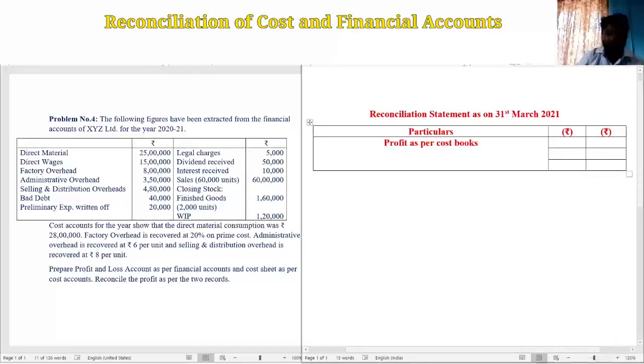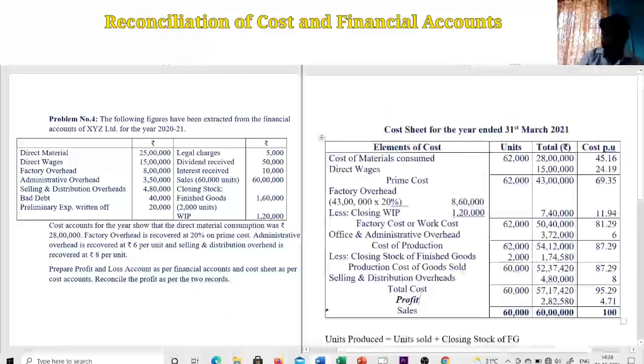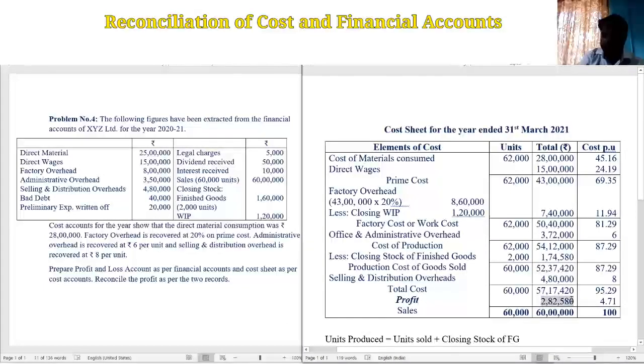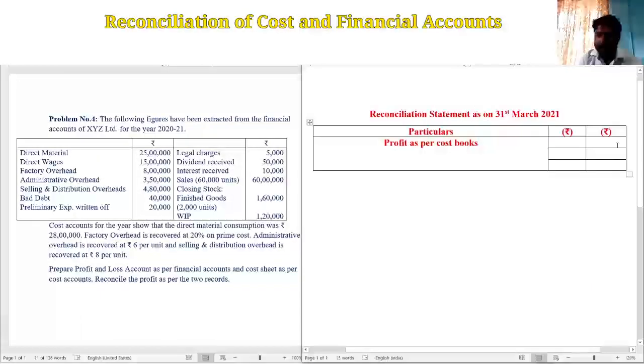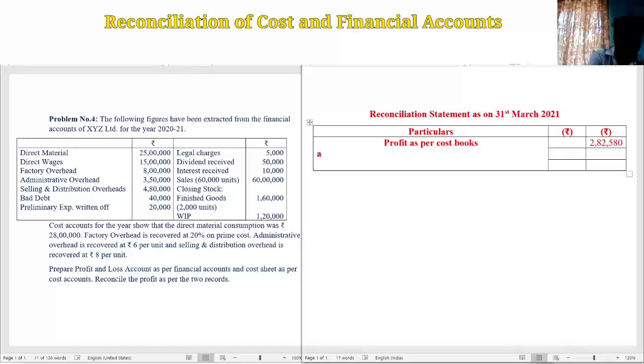What's the profit as per cost books? Just now we have prepared the cost sheet. Profit as per cost books is 2,82,580. Kindly write that amount as a base. Then what expenses are to be added now? Add, first thing is about the direct materials.